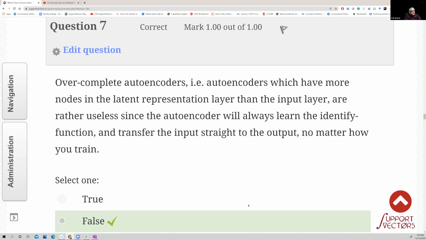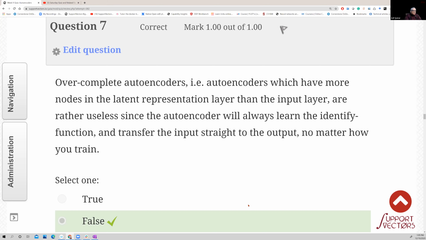Overcomplete autoencoders, i.e. autoencoders which have more nodes in the latent representation layer than the input layer, are rather useless since the autoencoder will always learn the identity function and transfer the input straight to the output, no matter how you train. And so the trick was in the last phrase, no matter how you train.